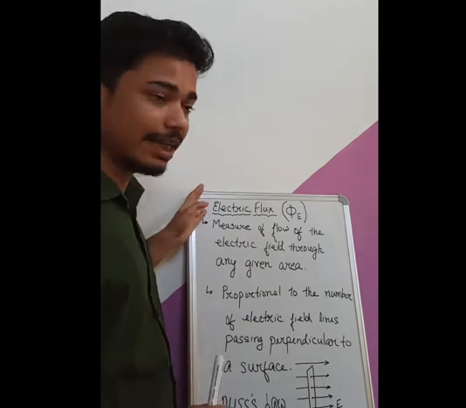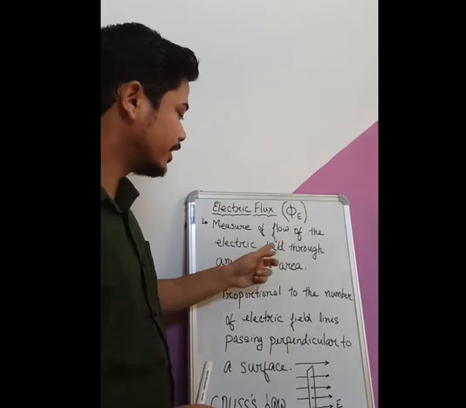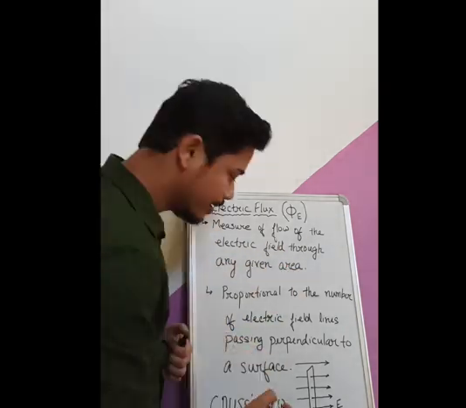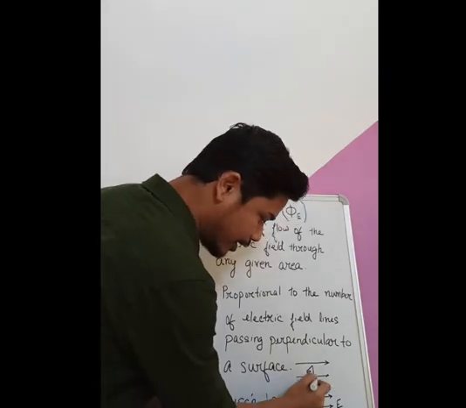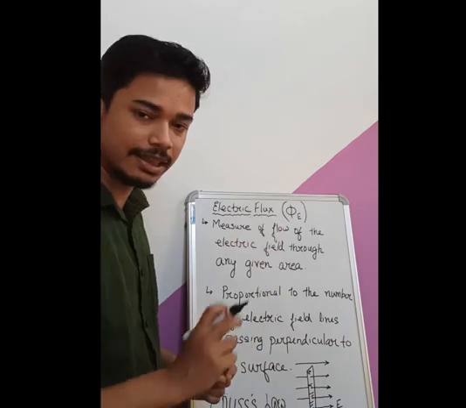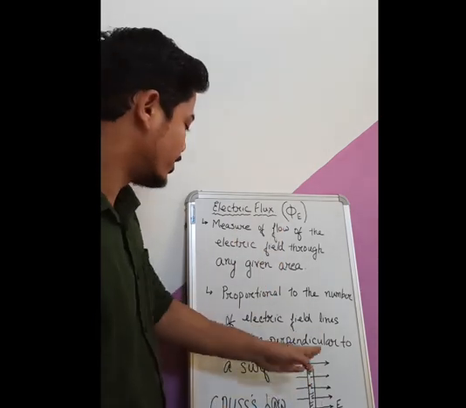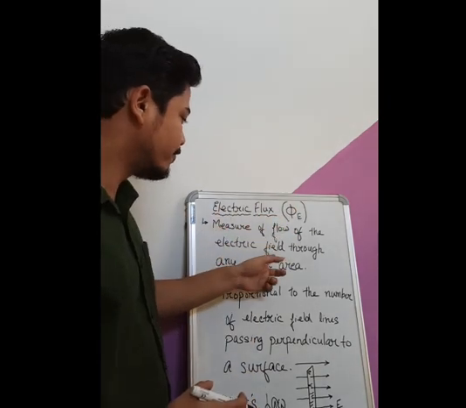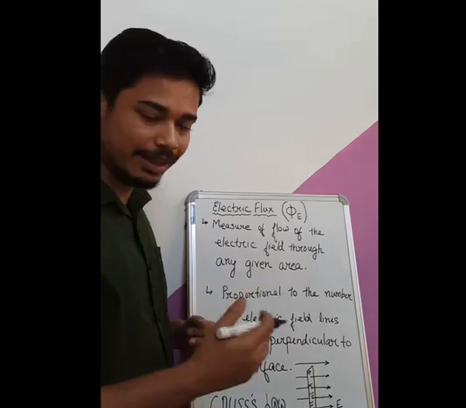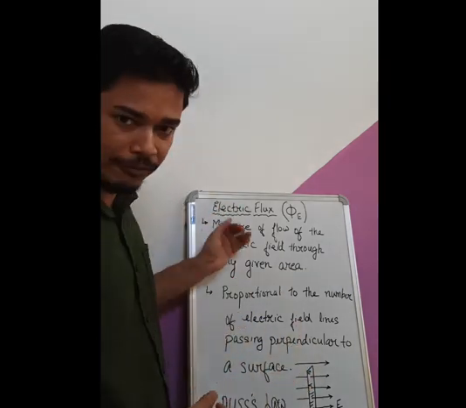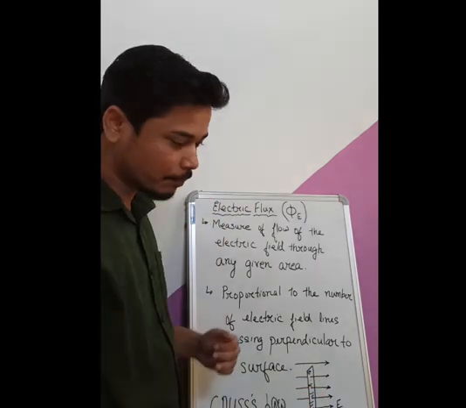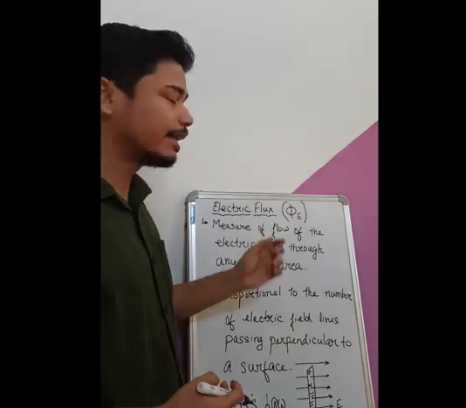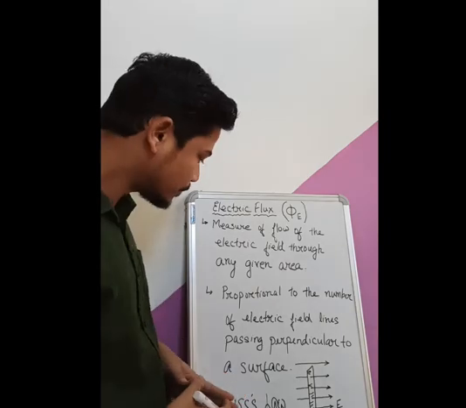Here, what is electric flux? It is just a measure of the flow of electric field through any given area. So we have to consider a given area. This is a diagram for electric flux. Here I have considered a certain area element. For this area element, what is the electric flux? It is a measure of the flow of electric field through any given area. That means how much electric field is flowing through this area. That is known as the electric flux.